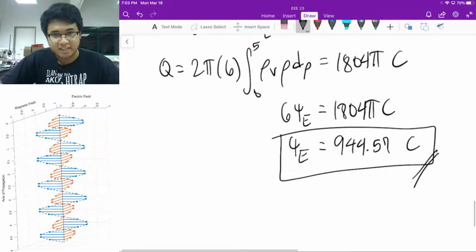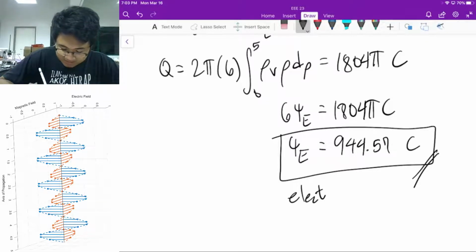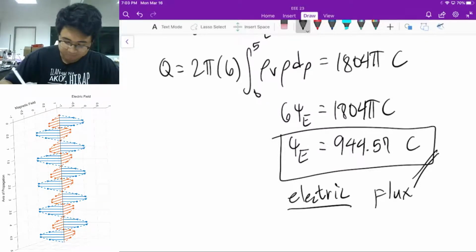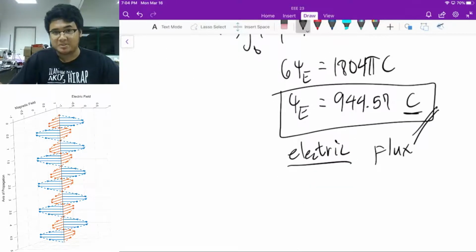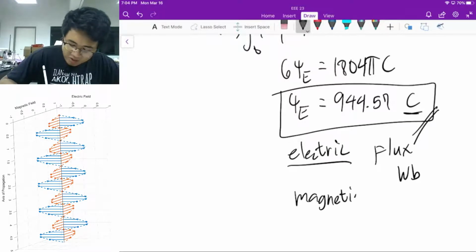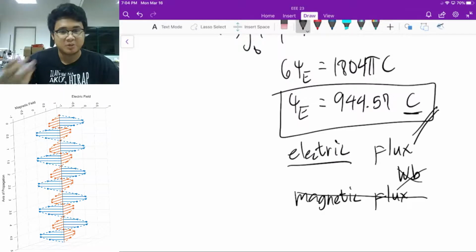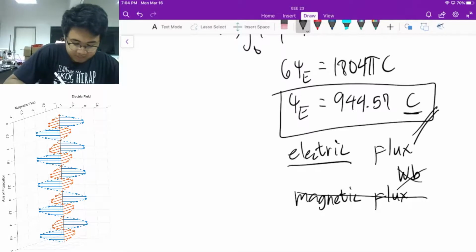Just a note to everyone, it's a common mistake that a lot of you have. The unit for the electric flux, right? Electric flux is in coulombs, as defined by Maxwell. The unit of electric flux is in coulombs, the same as the charge. The unit of Weber is a magnetic flux, which we will talk about in the second long exam. So we won't be using Weber anytime soon. So electric flux, the unit is in coulombs.